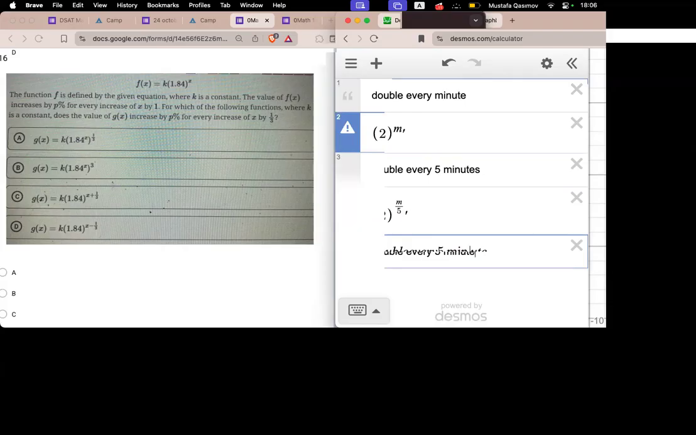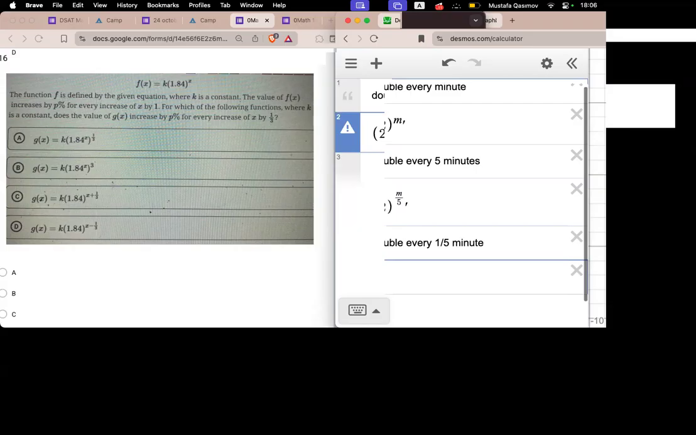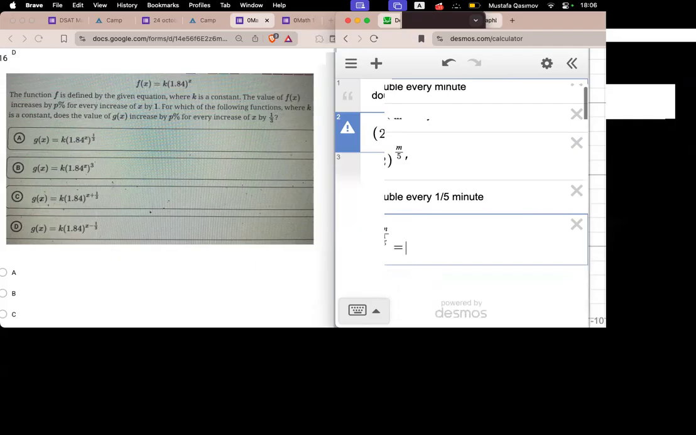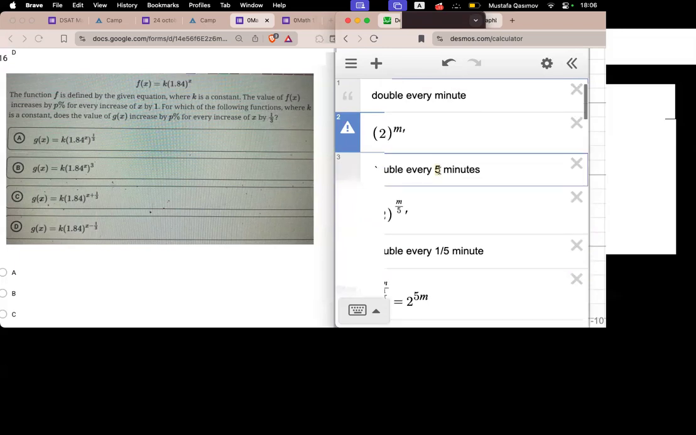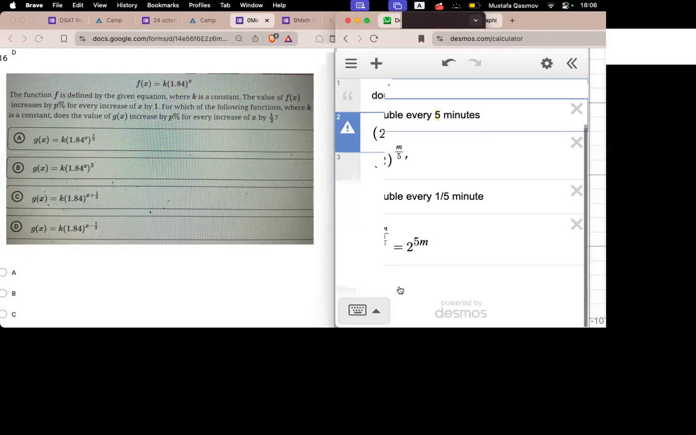If you say double every, for example, 1/5 minutes, it will be like that: 2 with power of m/(1/5). So it will be equal to 2 with power of 5m. So it means that because we have 1/3 here, this one is 1/3, and it will be 1/(1/3), and you will get B.